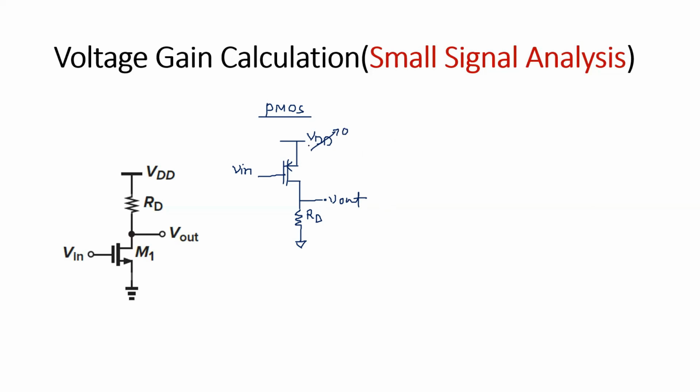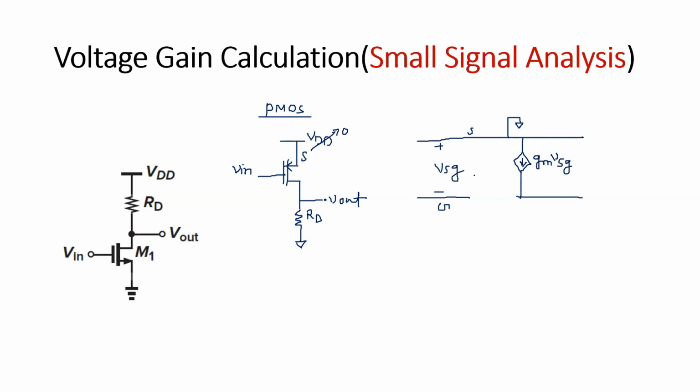and this is the source terminal. First of all, make the source a ground. For the small signal model, make the source ground. This is the source, and after that, this is your gate. This is your drain. And between source and drain, there is a gm VSG, and this is your VSG, source to gate.